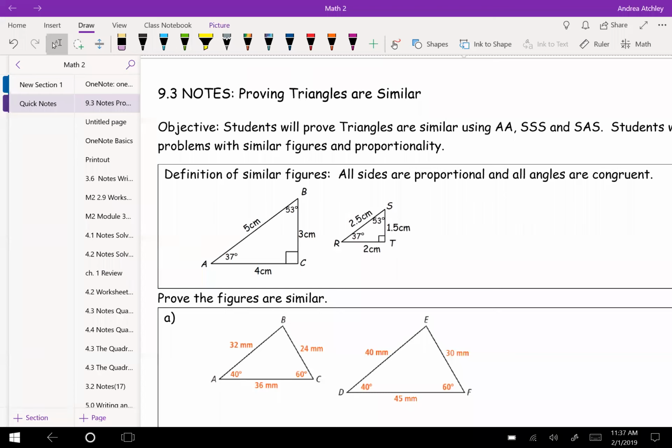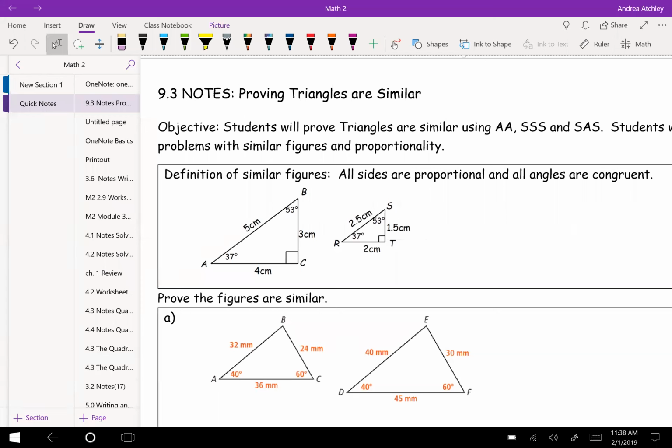Okay, last year in Math 1, you learned how to prove figures were congruent. Today we're learning how to prove triangles are similar. Last year you learned how to prove triangles are congruent through side-side-side, angle-side-angle, angle-angle-side, all that good stuff. Does that sound familiar? Yeah. Okay, we're going to do that same thing with similarity now.